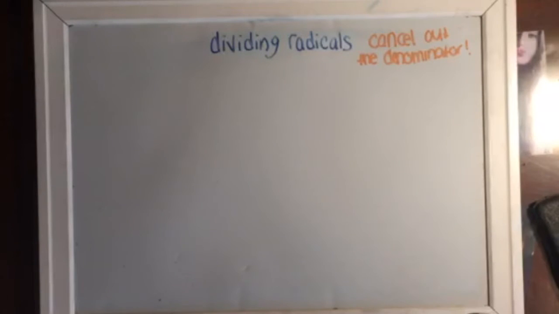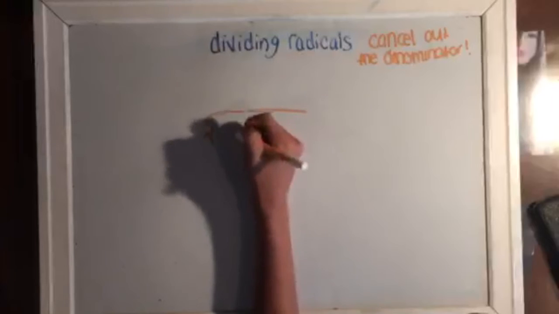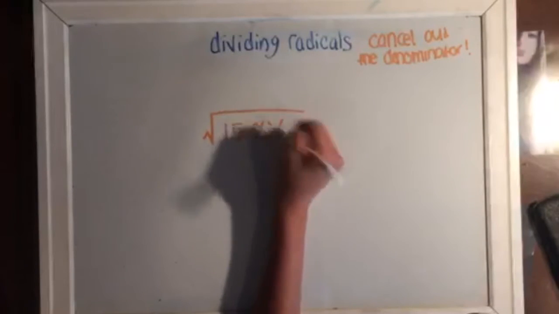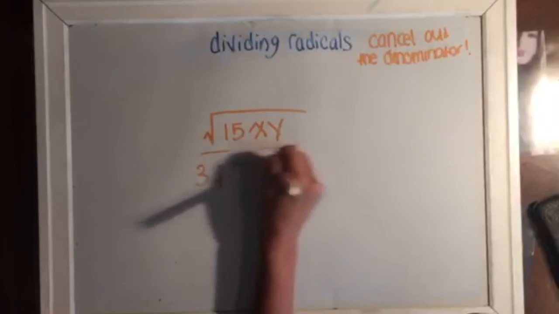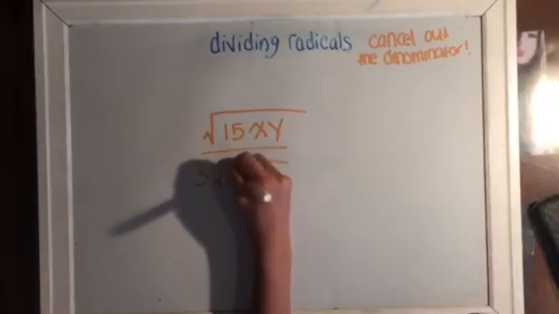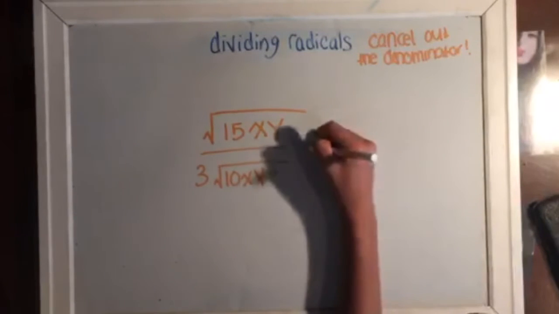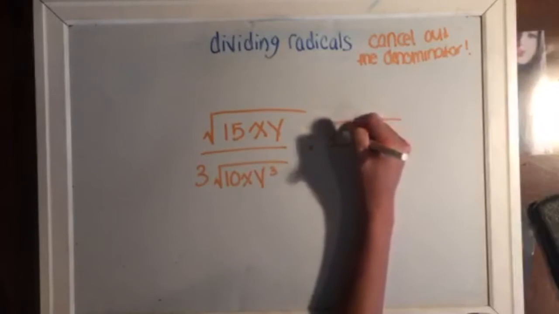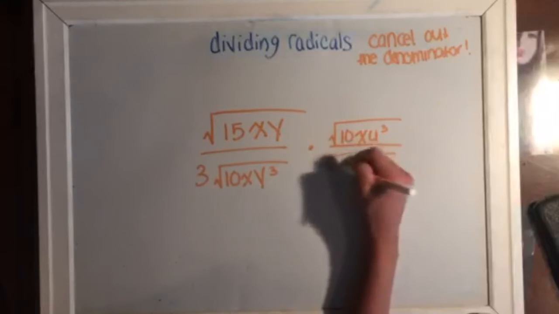So now this next problem is going to be a little more challenging. We're going to do rad 15xy over 3 rad 10xy to the third power. So now what we're going to do is cancel out the denominator by multiplying top and bottom by what's in the radical. So rad 10xy to the third on the top and on the bottom.